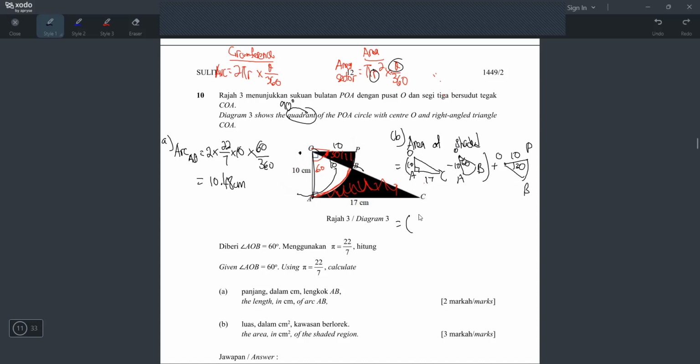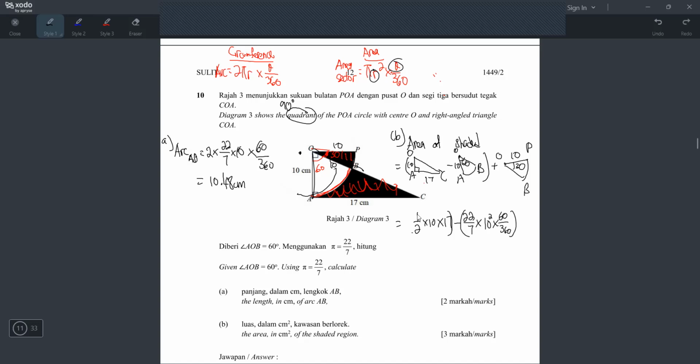First is area of triangle, 1/2 times base times height. So 1/2 times 10 times 17. Ini area of triangle tapi kena tolak dengan apa? I think I have to use big bracket here. Tolak dengan area of sector. Area of sector kita guna formula ni: pi r square times theta over 360. Pi sudah tahu, guna 22/7 times r square. R square is 10 square lah. And then darab dengan theta, 60 over 360.